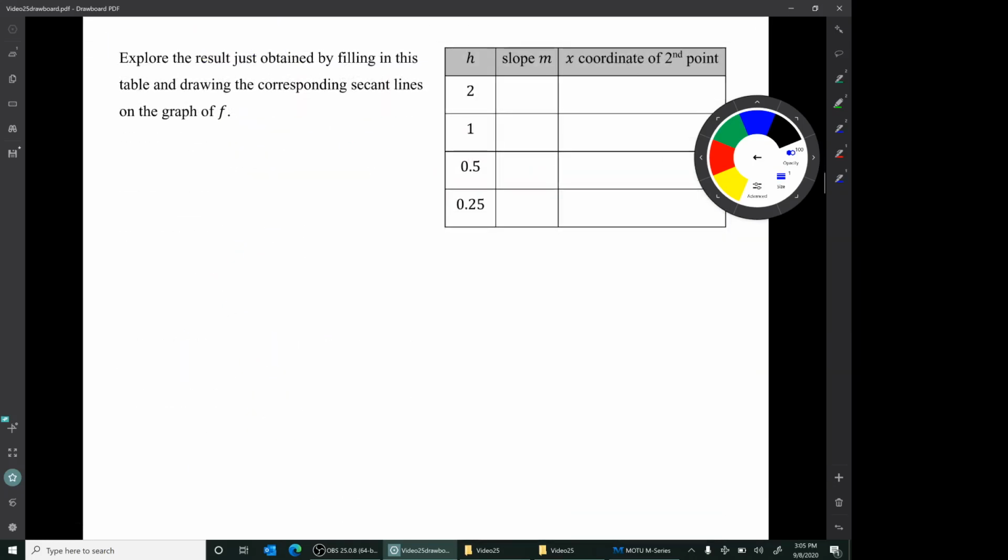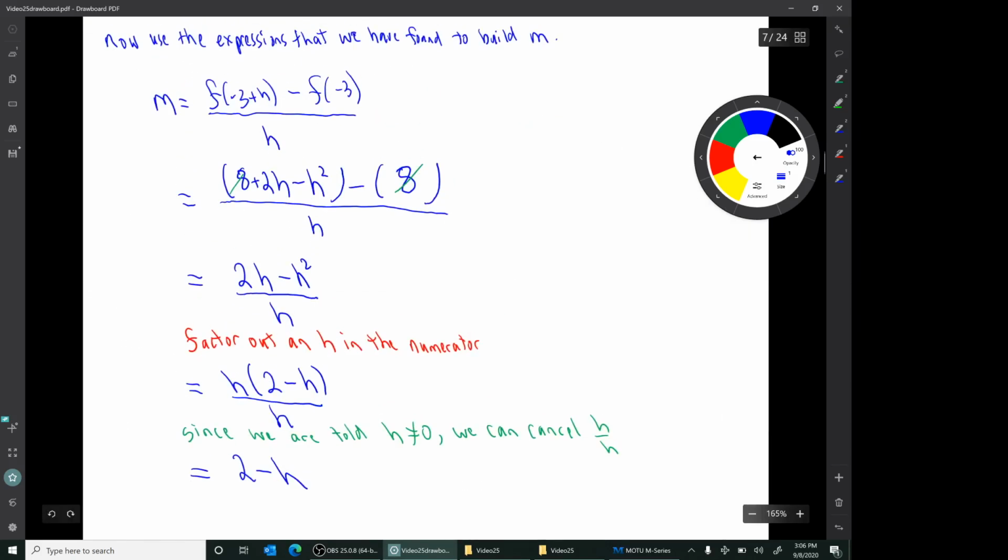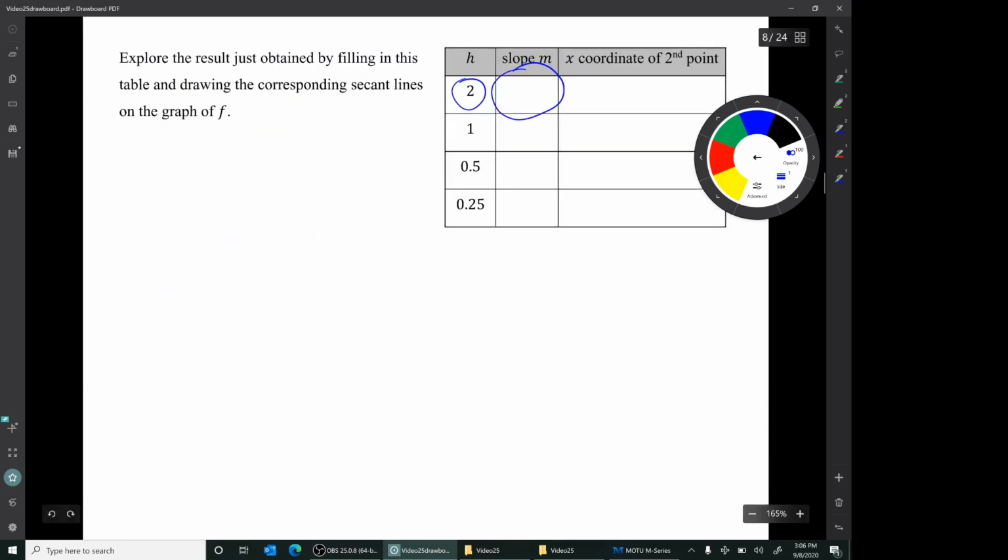Now, we're going to explore this result by filling in this table and drawing the corresponding secant lines on the graph of f. So when h equals 2, what is the slope m? Well, we have to go up and use our formula. M is obtained using that formula. When h equals 1, when h equals 0.5, it's a little bit crowded, so I'm going to put the calculation over on the side.